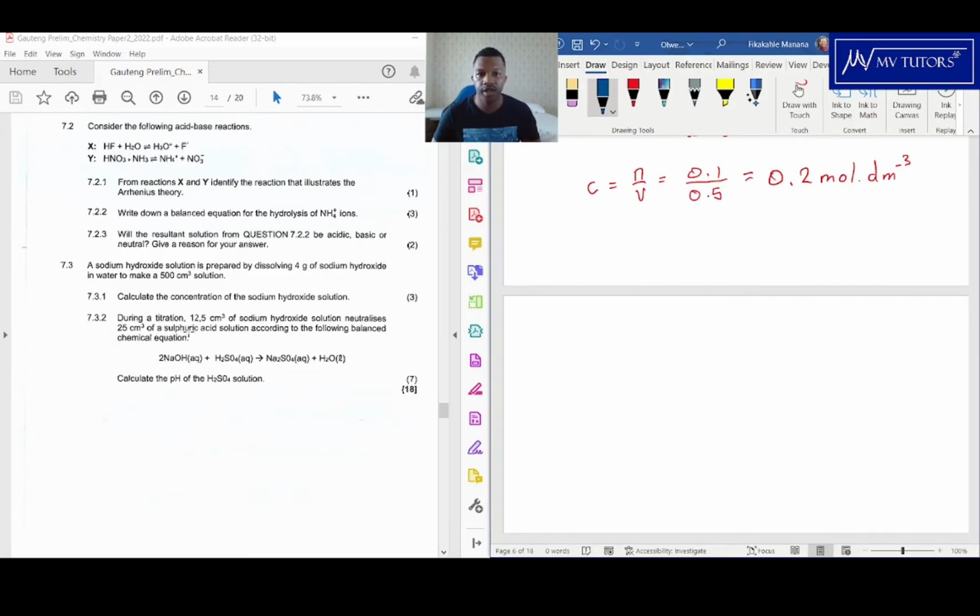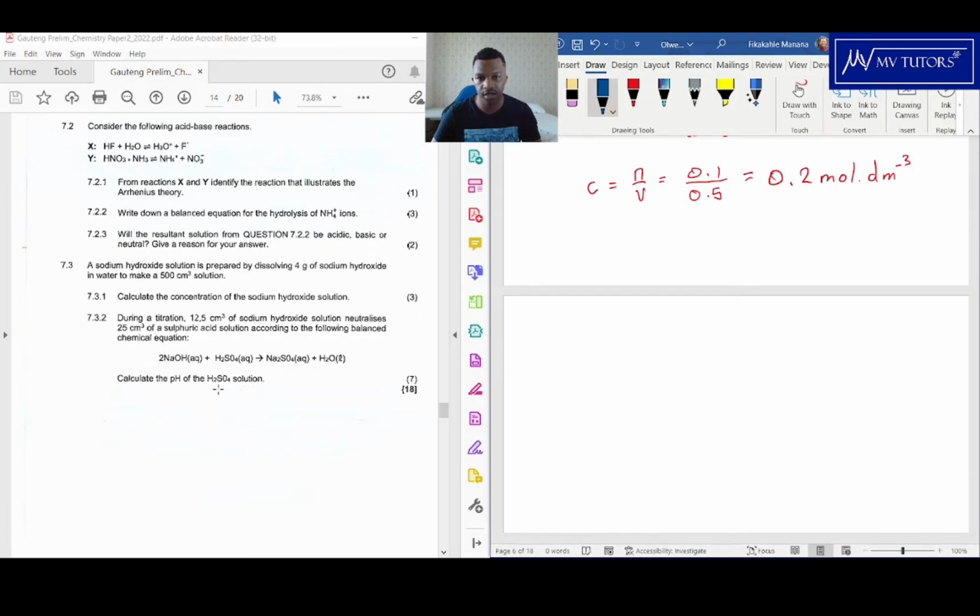Okay, let's look at 7.3.2 now. During a titration, 12.5 centimeter cubed of sodium hydroxide solution neutralizes 25 centimeter cubed of sulfuric acid solution according to the following balanced chemical equation. It's balanced, so that's good. Calculate the pH of this acid.